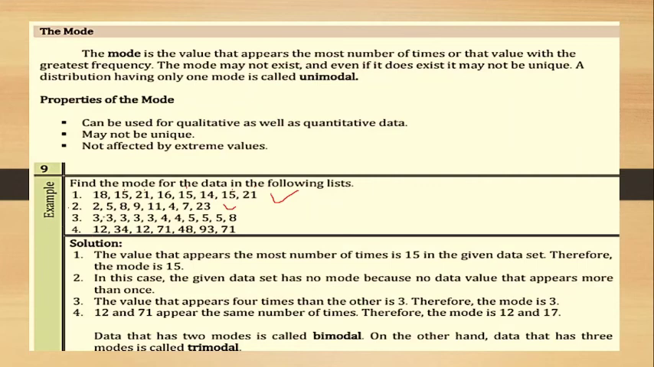So dito sa number 4, 'di ba? Yung 12, 1, 2, so dalawang beses nag-appear. And yung 71, 1, 2, dalawang beses din nag-appear. So data that has two modes is called bimodal. On the other hand, data that has three modes is called trimodal. So pag isa lang, unimodal. Pag dalawa, bimodal. At kung tatlo, trimodal.